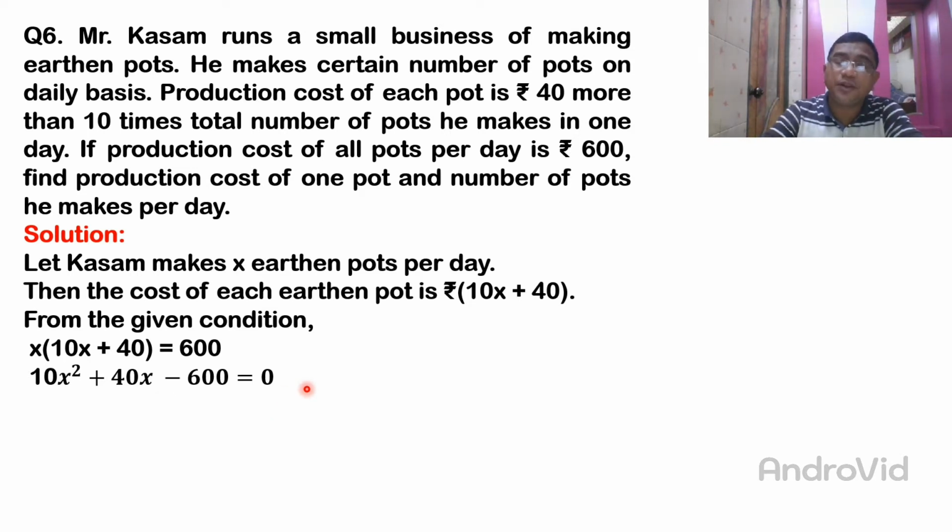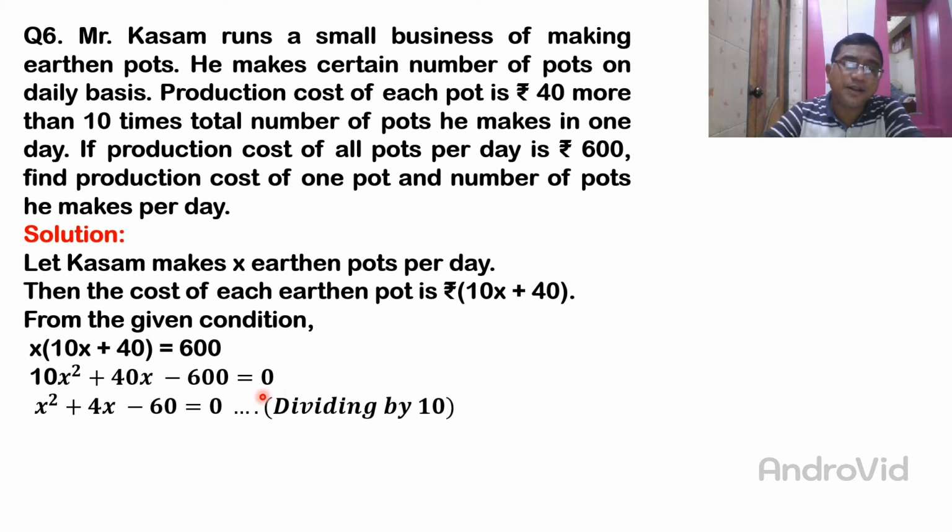So here, divide by 10. 10x squared divided by 10: the 10s cancel, leaving x squared. 40x divided by 10: 10 ones are 10, 10 fours are 40, so we get 4x. Minus 600 divided by 10: the 0s cancel, leaving 60. So you get the answer x squared plus 4x minus 60 is equal to 0.